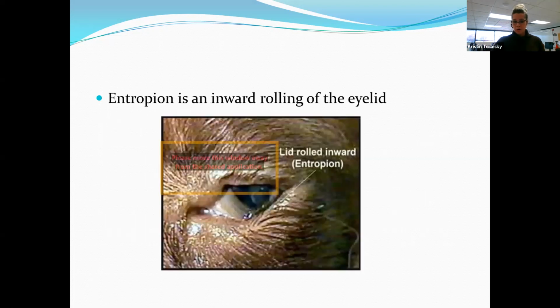So this is entropion. Entropion is actually just inward rolling of the eyelid, and if you can see on that picture, I know the box is showing it, but it's actually on the bottom lid, so you can kind of see where the eyelid and the eyelashes actually roll in towards the eye. Every time the animal blinks, the eyelashes are rubbing against that cornea, and they can get corneal ulcers or injuries that way.